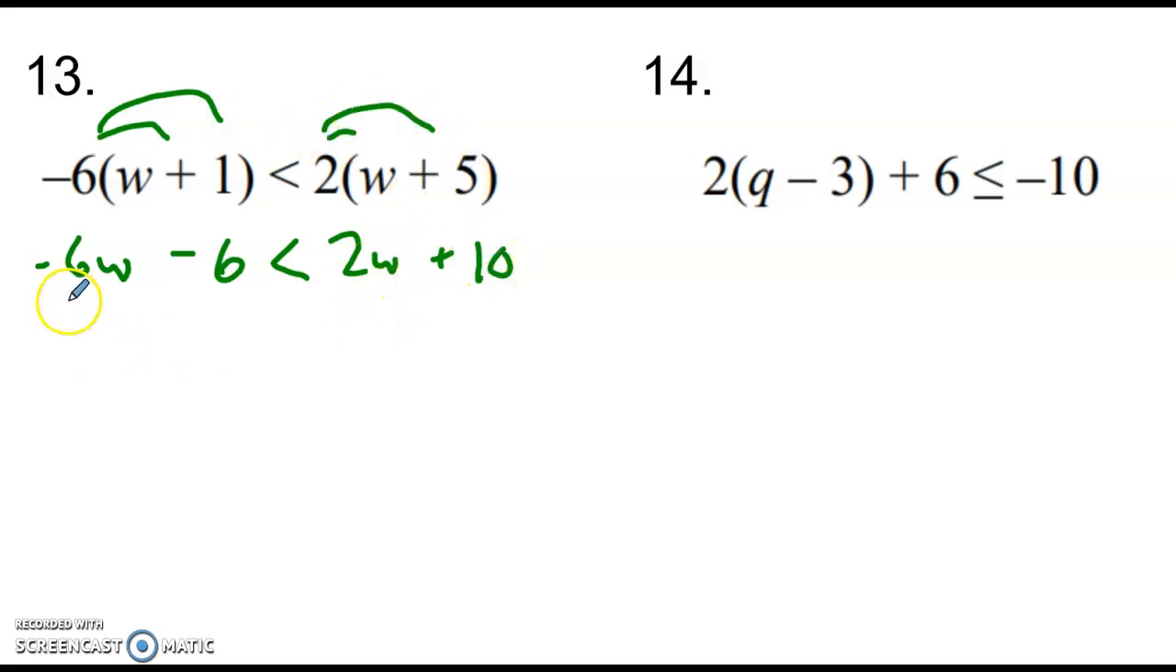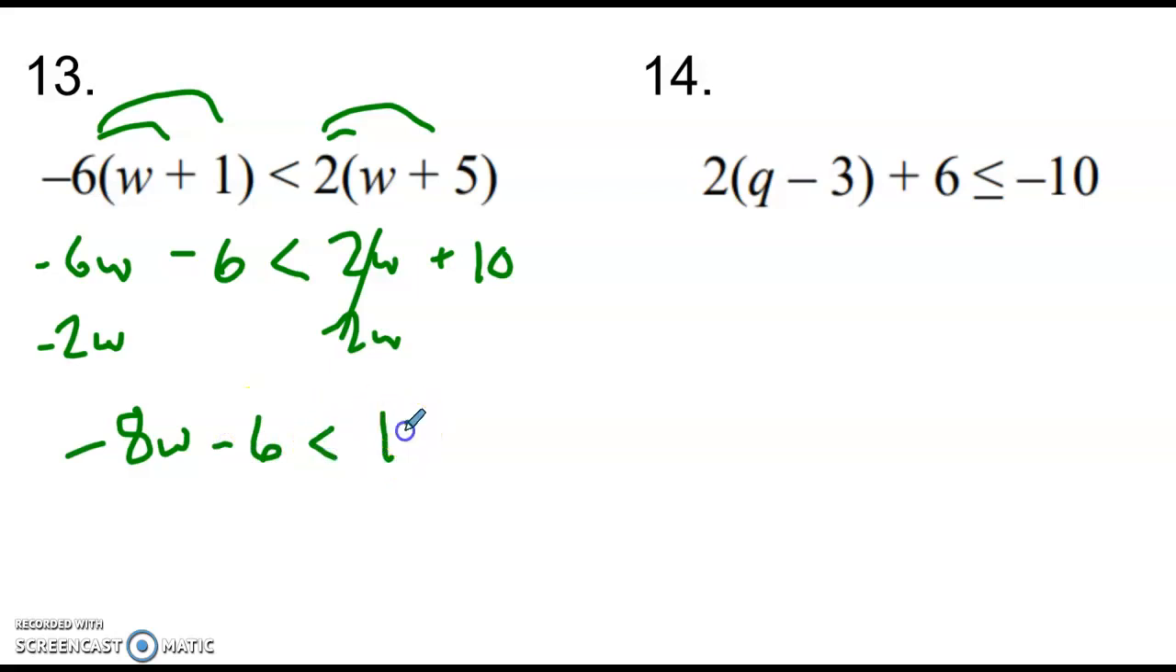Then I'm going to go ahead and get the variable on one side. This time I'm just going to subtract 2w. I want to get my variable on the left. I think you guys have an easier time solving when the variable's on the left anyway. So I do that. I'm going to get negative 8w minus 6 is less than 10. Okay, so now it's just a two-step problem here. I still need to get w by itself. I'm going to do that now by adding 6 to both sides.